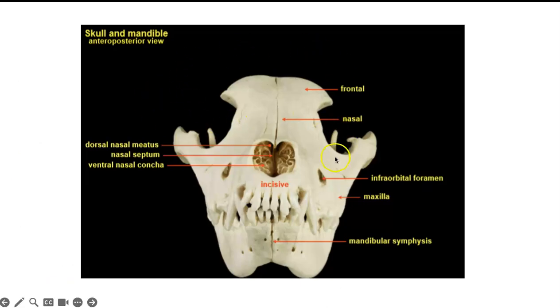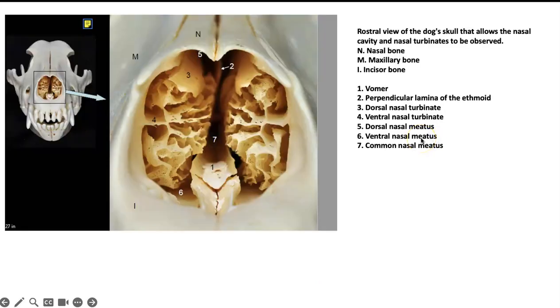So now if you look at this, you can see the nasal concha right here, and we have the dorsal nasal meatus, the ventral nasal meatus, and then the nasal septum, and also the common nasal meatus. If you look here, you will see the vomer bone, which divides the cavity into two halves. And you can see right here the dorsal nasal turbinate.